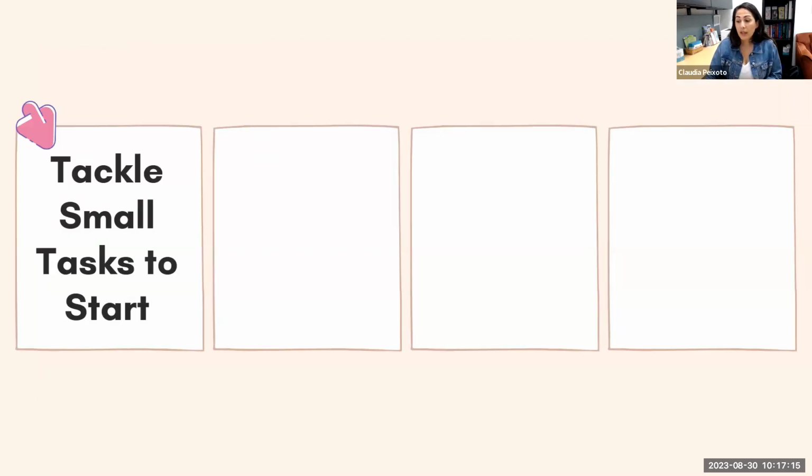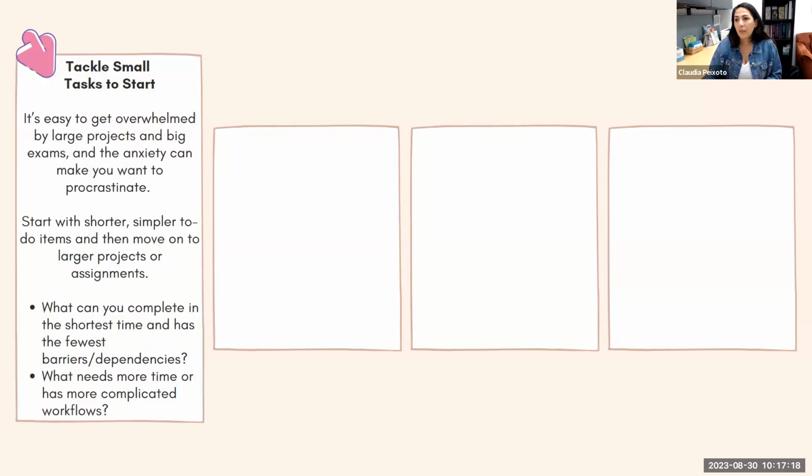So tackling those small things to start is always a great idea. It's easy to get overwhelmed by large projects and big exams, and the anxiety can make you want to procrastinate. So starting with shorter, simpler to-do items can make it a little bit easier to then focus on those big projects and assignments. So what can you complete in a short time that has the fewest barriers or dependencies? And what needs more time or has more complicated workflows that you would need to work through? So recognizing what those are and then setting your prioritization and your to-do lists with that in mind.